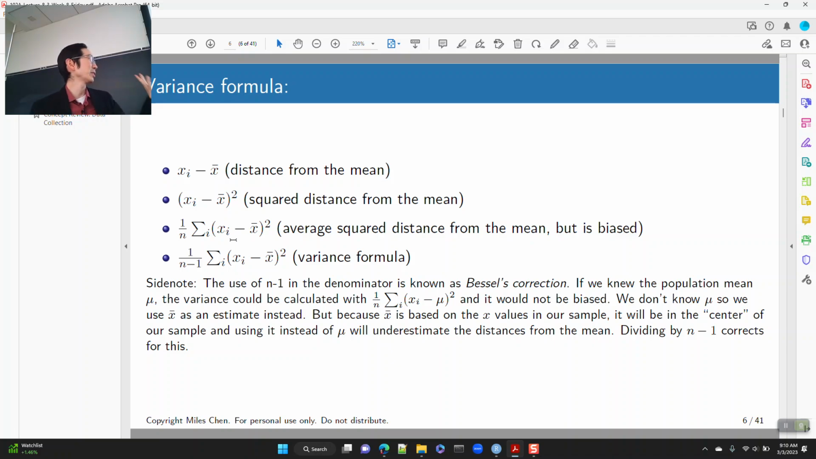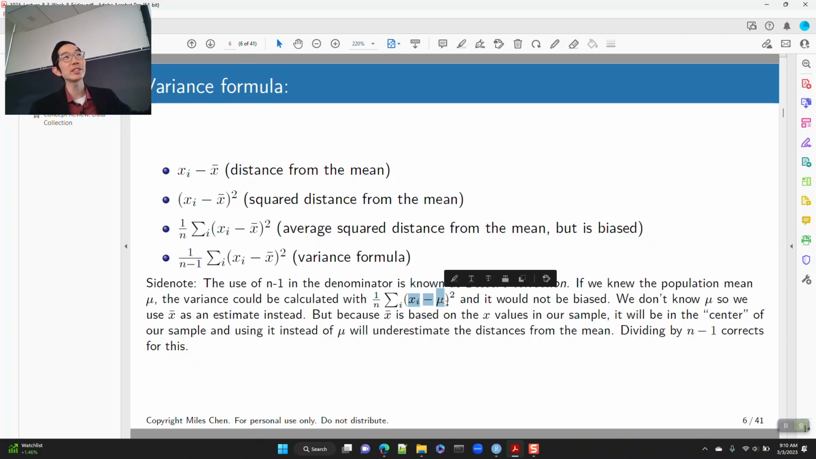So it's known as Bessel's correction. And the thing is, if you knew the population mean mu, if you knew this value, okay, and you took your points and you subtracted off mu and you squared that, and then you took the average, right? So you took the distance each point is from mu, you square that, and then you average that, that would be unbiased, okay?